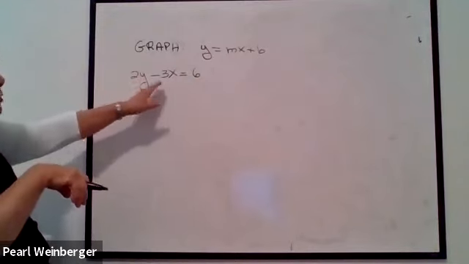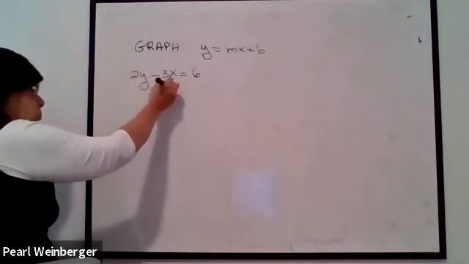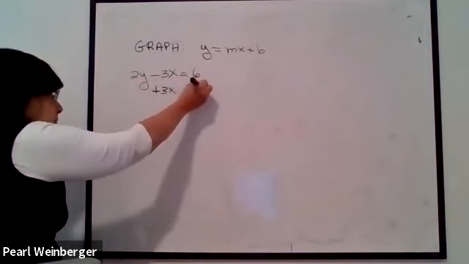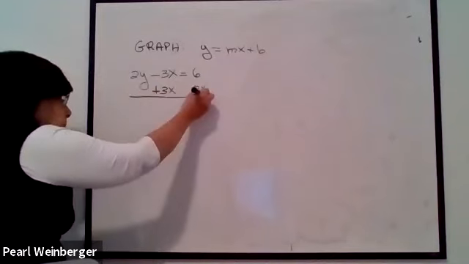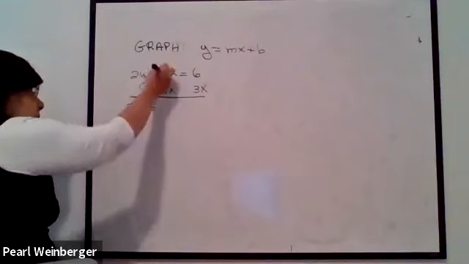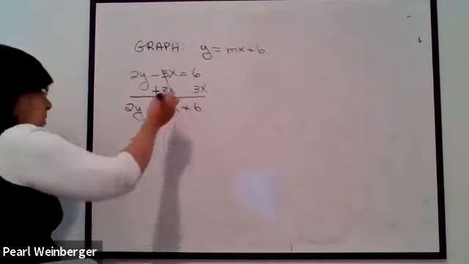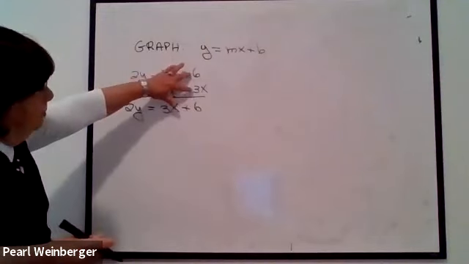So in order to do that, of course, we're going to bring the negative 3x to the other side. So we're going to add 3x to both sides so that we end up with 2y equaling, this cancels out, 3x plus 6. Remember, these are not like terms, they can't be combined.